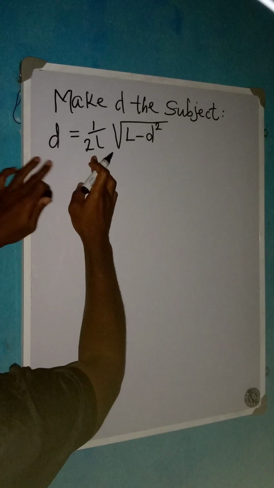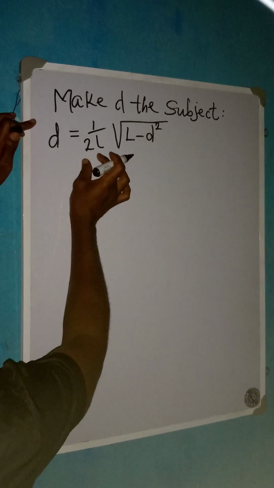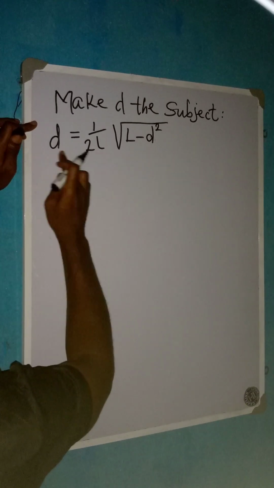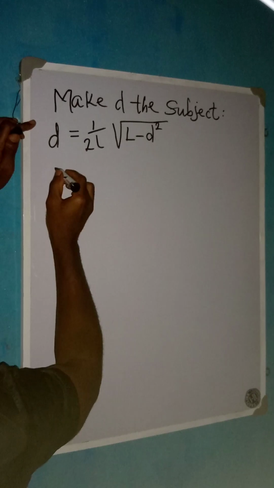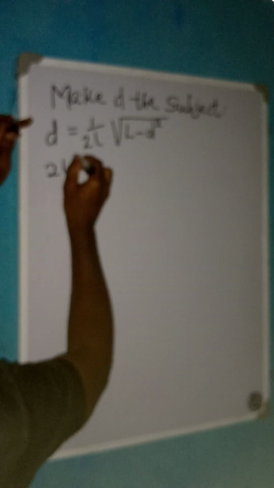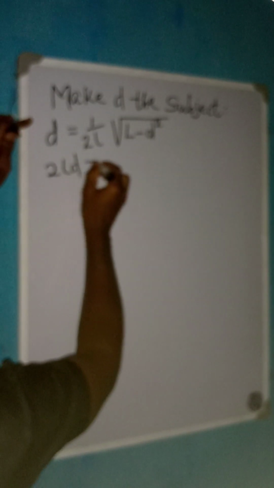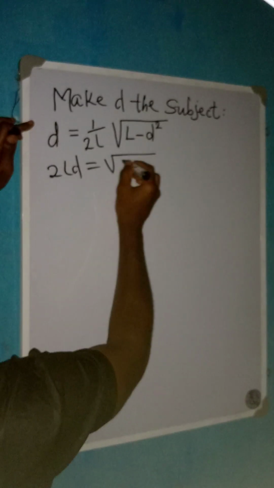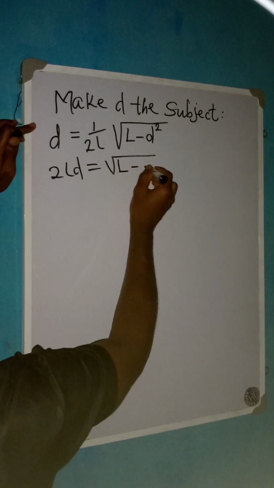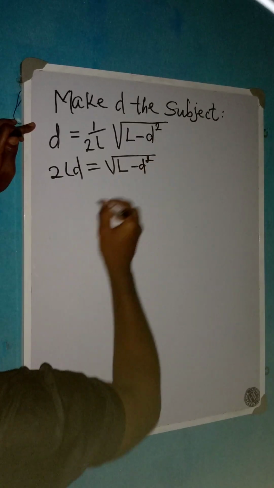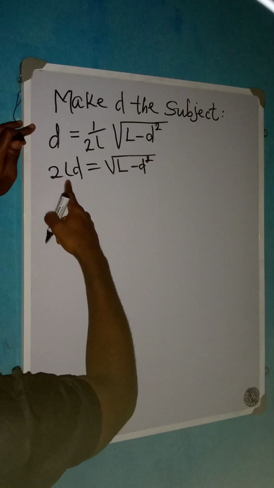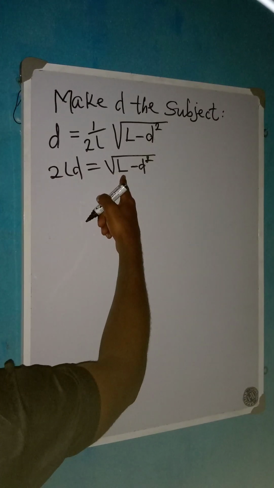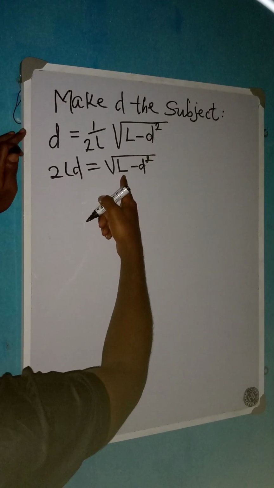So the next thing we'll do is to cross multiply since this is a fraction. So it will be D times 2L, giving us 2LD, which should now be equal to 1 times this square root. And we'll have the same thing, L minus D squared. This is small letter l and this is capital letter L. They are different things, okay?